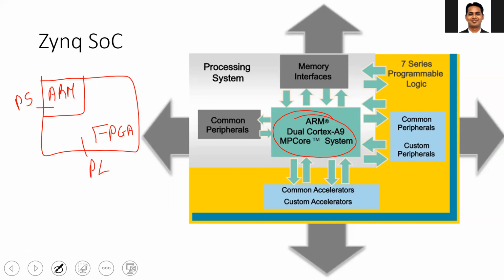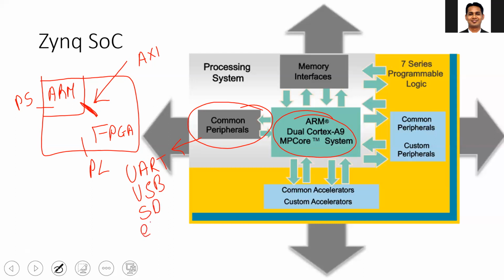Now, in this system, you can see that the communication between the ARM and the FPGA happens via the AXI interface. And this is the reason we are studying the AXI interface in the lecture. Now, inside the ARM processor, you have the peripheral interface to the outside world. This can be a UART interface, a USB interface, an SD card interface, or an Ethernet interface, and so on. It can be a GPIO, general purpose input output interface.